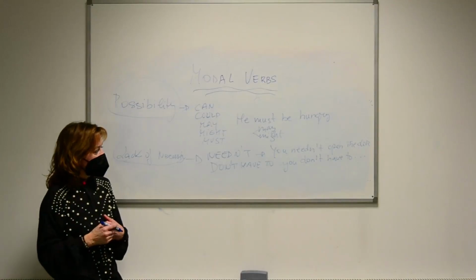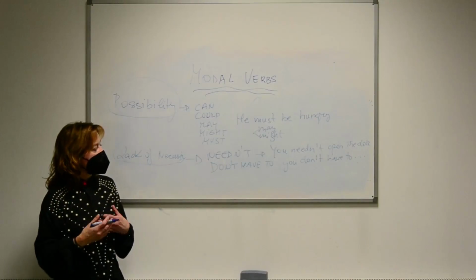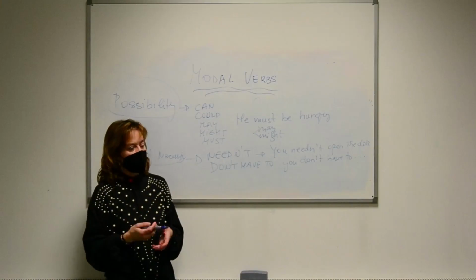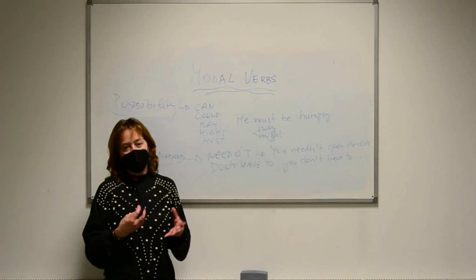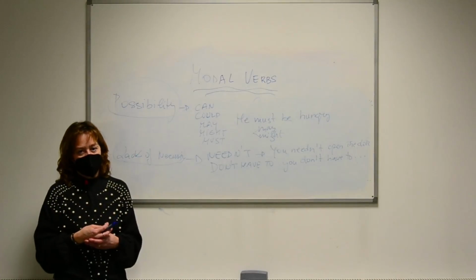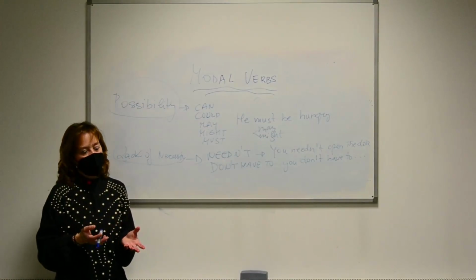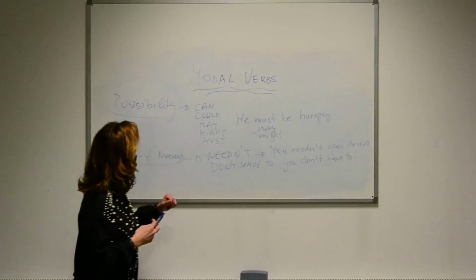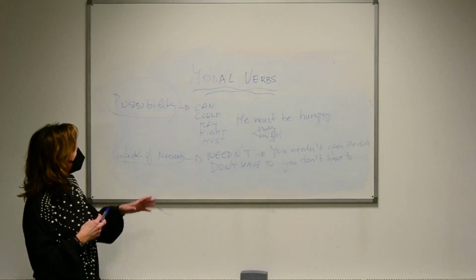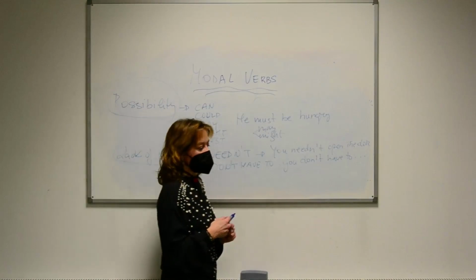Don't do that. The difference between both is that in the first case, needn't means it isn't necessary, while in the second case, it means that you don't have to do that. Don't do it. It doesn't matter if it is necessary or not, okay? Therefore, this is another way of indicating a modality in a sentence, indicating possibility and indicating lack of necessity.